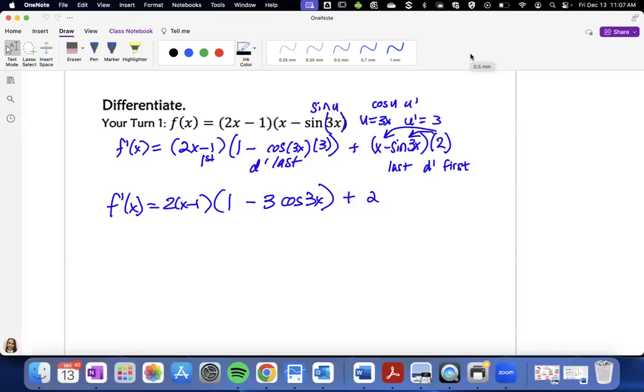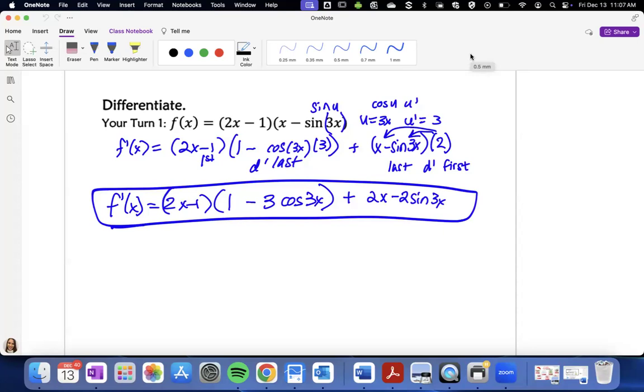Thank you. Good call. Okay. So then look, I'm going to distribute the 2 here. So I get 2x minus 2 sine 3x. Good. And you could FOIL this out, but do we really want to do that? Nah, that's fine.